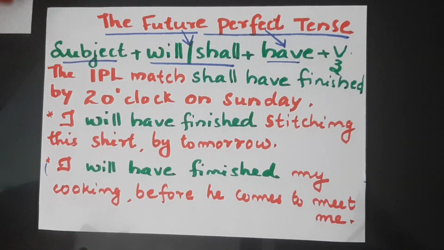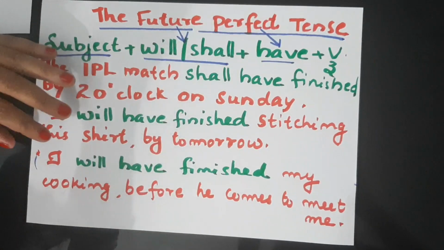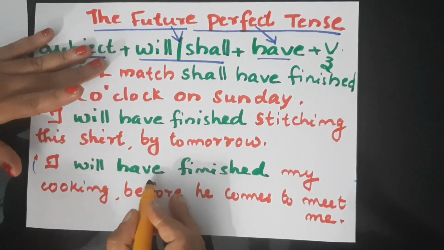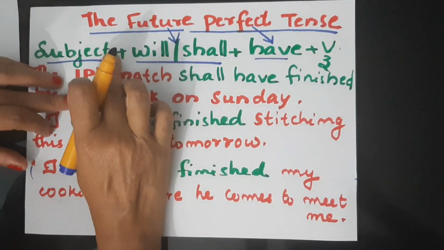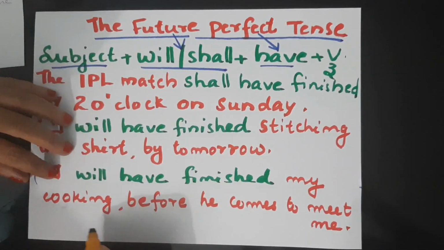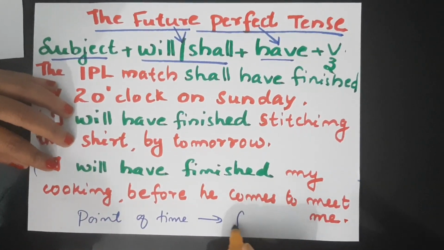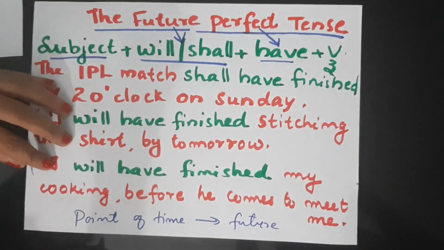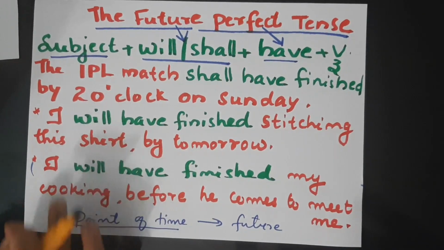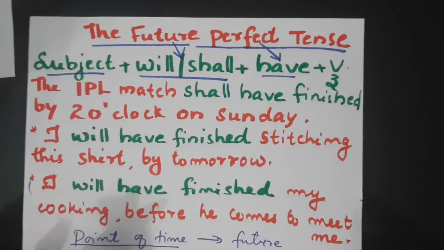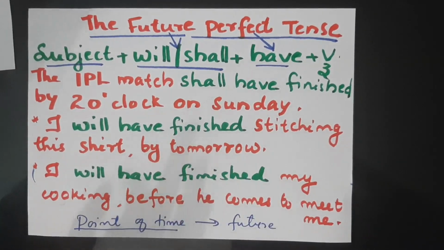So the future perfect tense refers to an action that will get completed at some time in the future, at a particular point of time in the future. For that you can use future perfect tense: an action that will get completed at a particular point of time in the future.